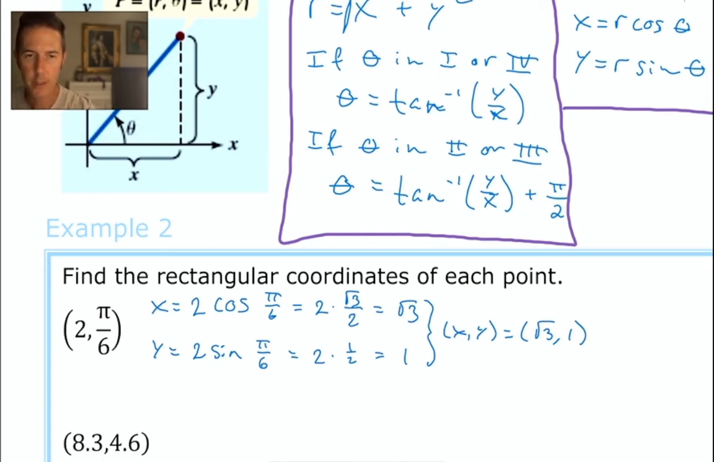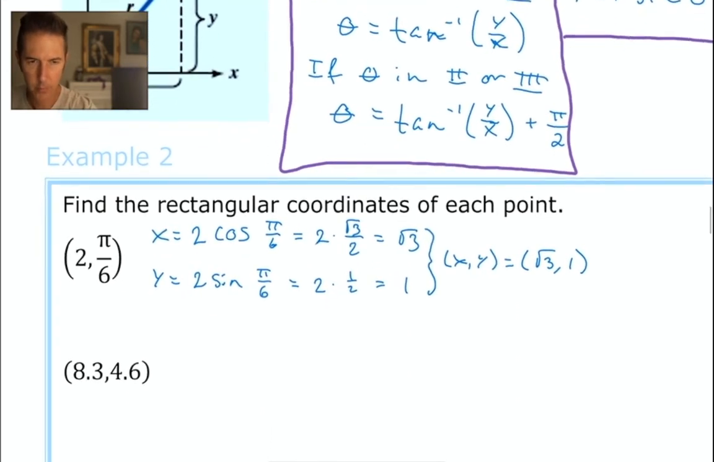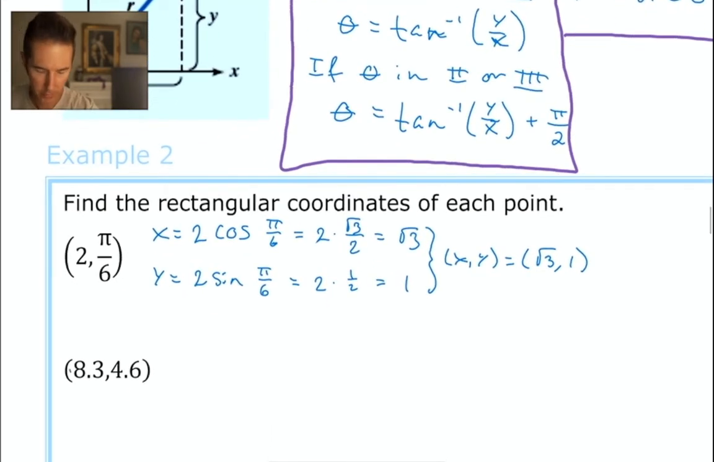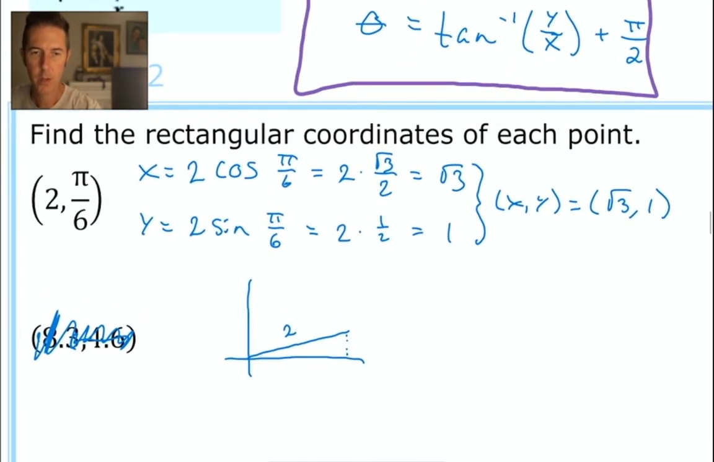The alternative is, and I'm going to scribble out the one that's below this because I don't want to do that one. Your alternative is to draw yourself a little picture. We know that pi over 6 is just a little ways into the first quadrant. We have a radius, in other words, a hypotenuse of 2, which is very fitting because in pretty much all of my videos, I use a hypotenuse of 2 when I'm evaluating my trig functions.